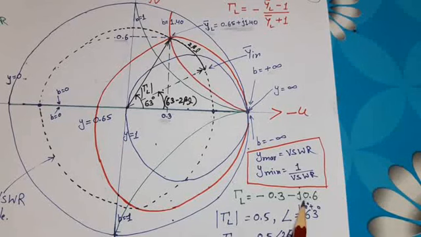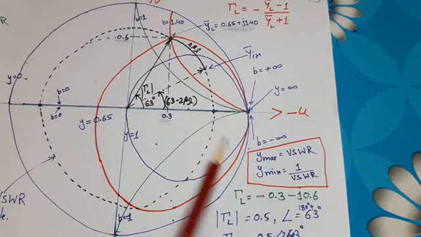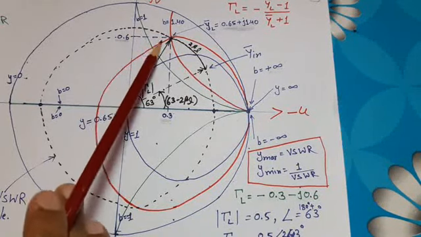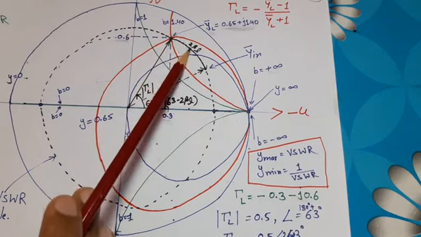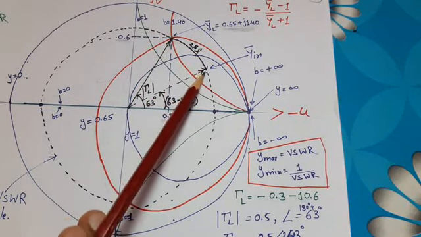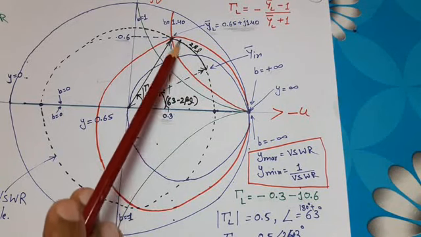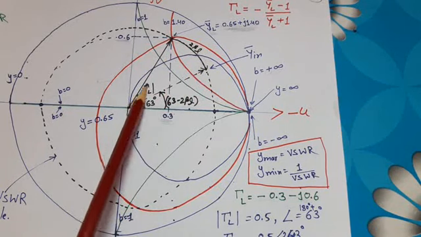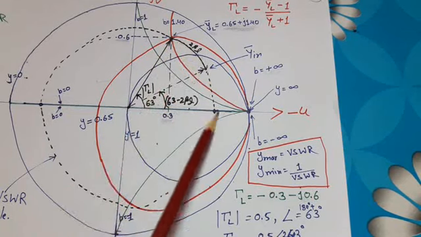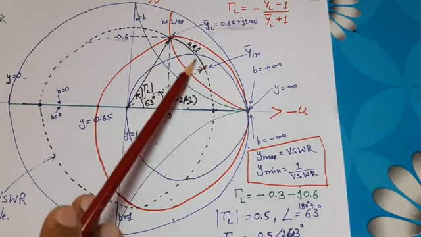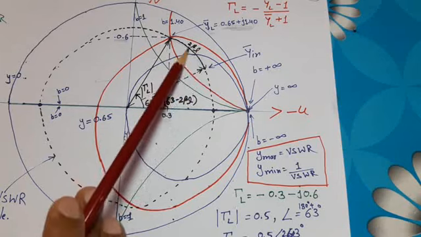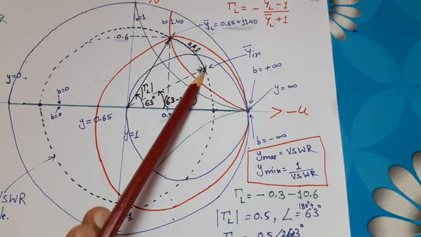Now if we need to calculate the reflection coefficient at any location small l from the load end, then just make a 2 beta l rotation in clockwise direction. Why clockwise? Because we are moving away from the load. To make this rotation, first draw a circle with vector gamma L and now move on the periphery of the circle by an angle 2 beta l. So this point corresponds to the reflection coefficient at any location small l from the load end.